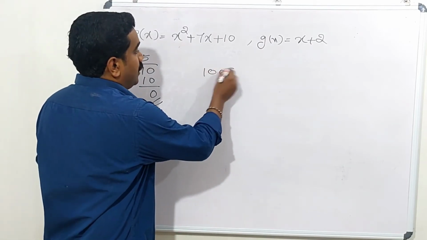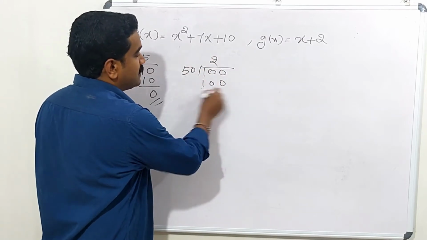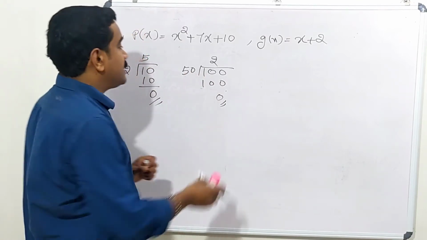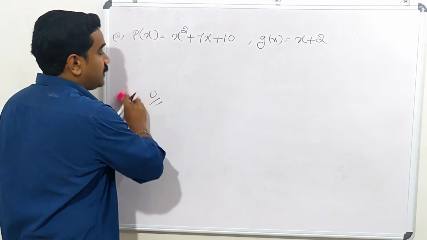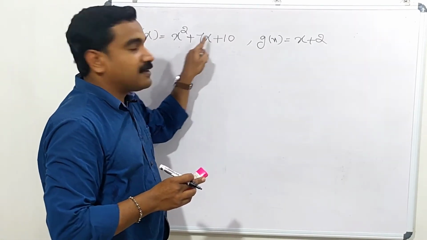Take 100. If you divide 100 by 50, what will you get? Quotient 2 and remainder 0. So you can say that 50 is a factor of 100. This is the same method we use in polynomials also. Here p of x is x square plus 7x plus 10.